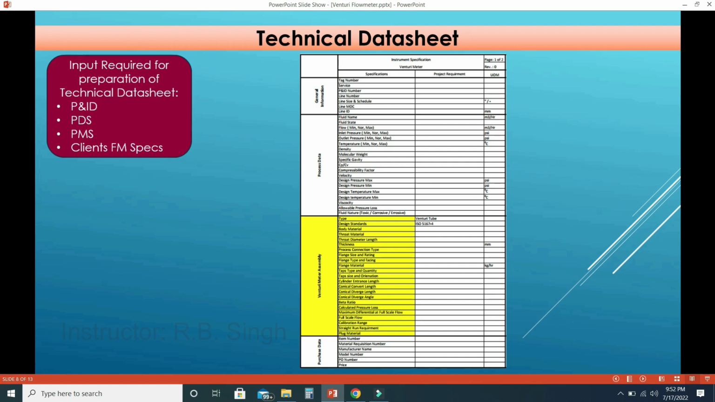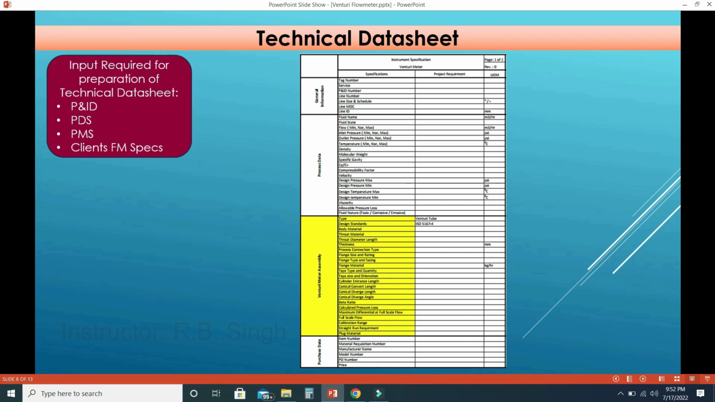Before preparing the technical data sheets of Venturi meter, we must read the PNID, piping, and material specifications. We need to get the process data sheets from the process department and the client specifications also for flow meter, because there will be some particular requirements from the client side. So we need to take care of these technical specifications. As we have discussed in different flow meters, some general information and process data will be required to prepare the technical data sheets. The same things here also.